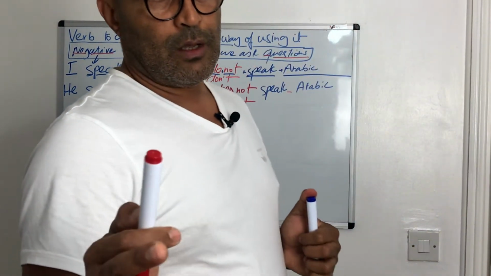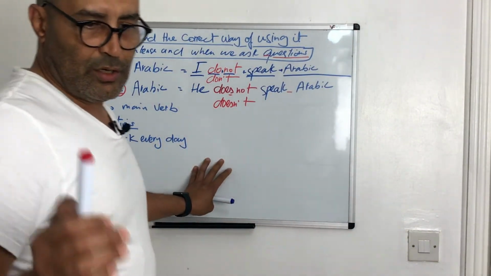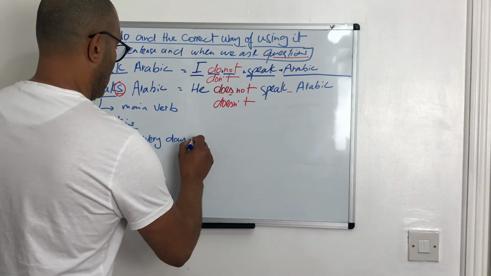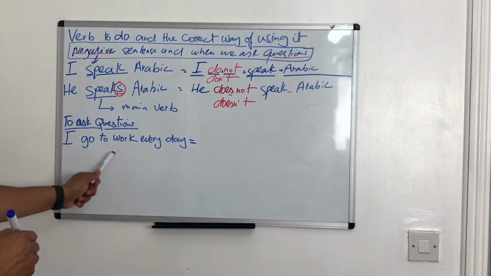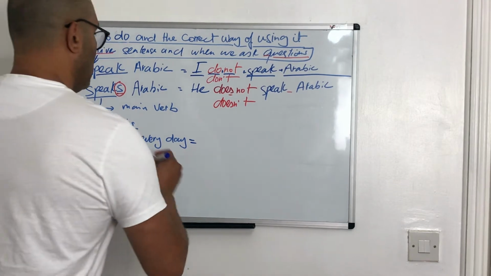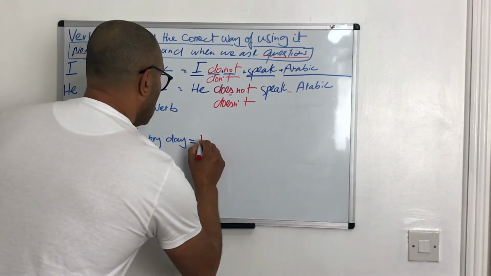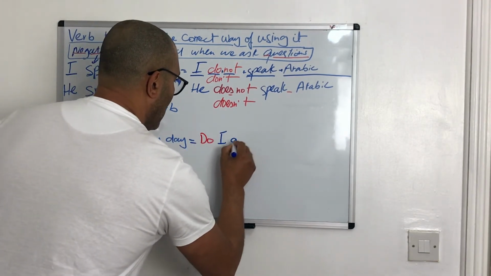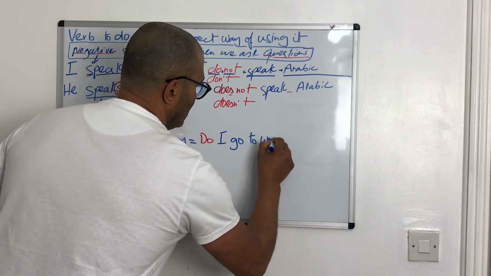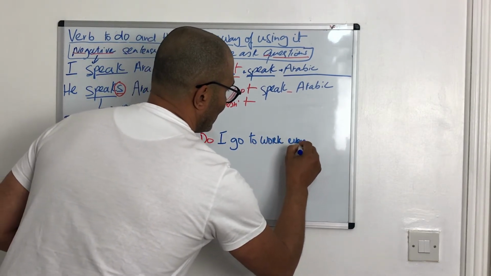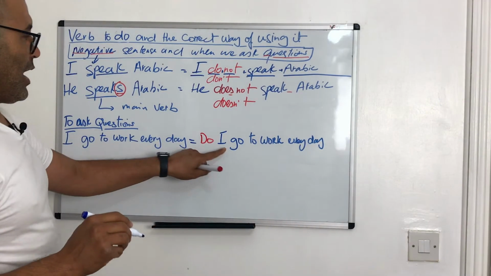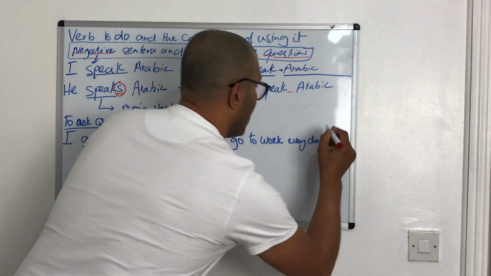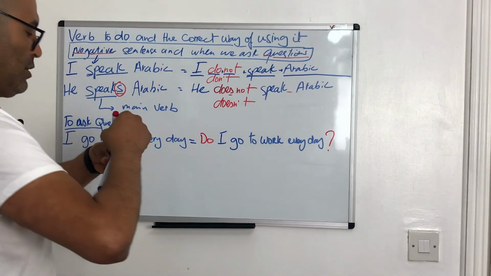The formula to ask a question: we use the verb do. I'll write it down for you first. How do we ask the question? We say do, I, go to work every day. Do I go to work every day? And don't forget the question mark. If you don't put the question mark, it doesn't mean anything.